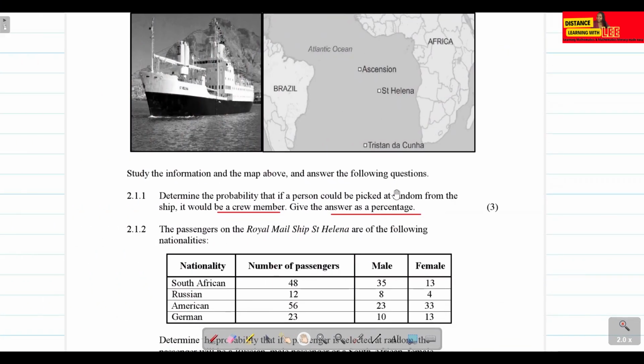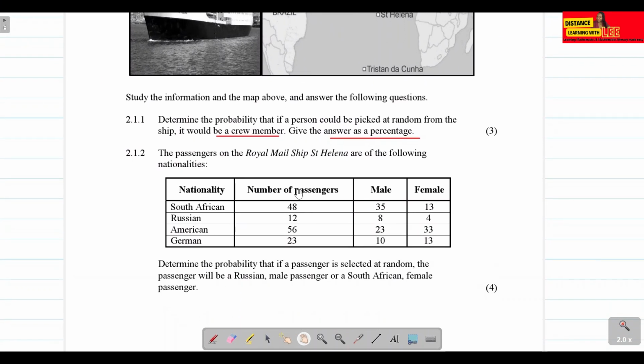Question 2.1.1. The passengers on the Royal Mail ship St. Helena are of the following nationalities. The passengers that are South African: we've got a total of 48 passengers, 35 of those are male and 13 are female. Then we've got Russians. The total number of passengers that are Russians is 12, 8 are male, 4 are female. Then Americans, we've got 56 passengers that are Americans, 23 are male and 33 are female.